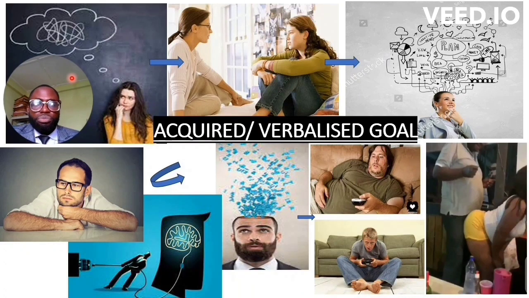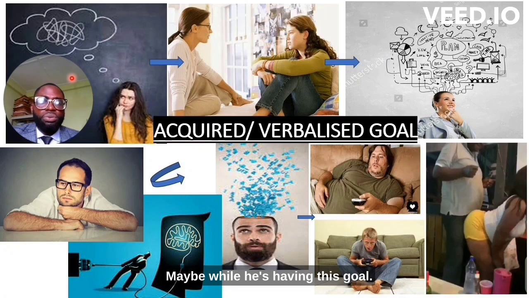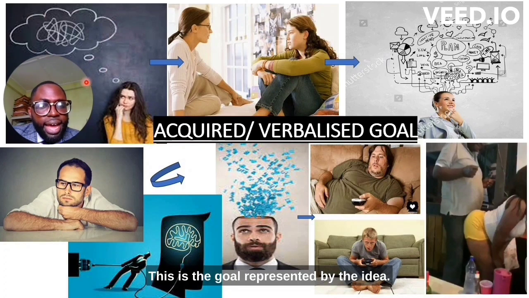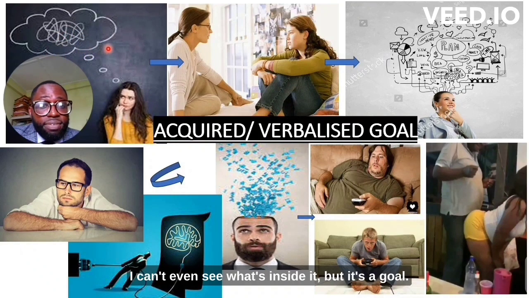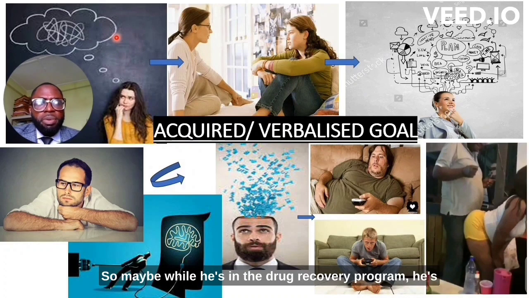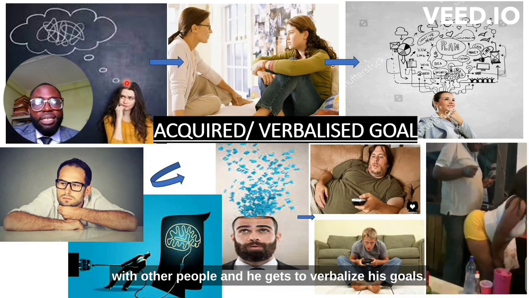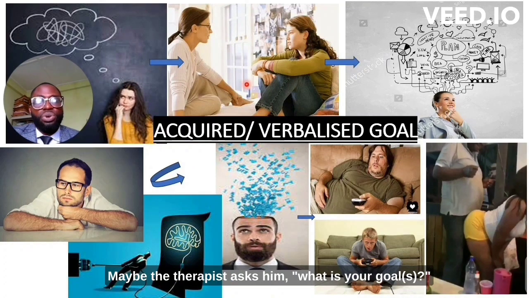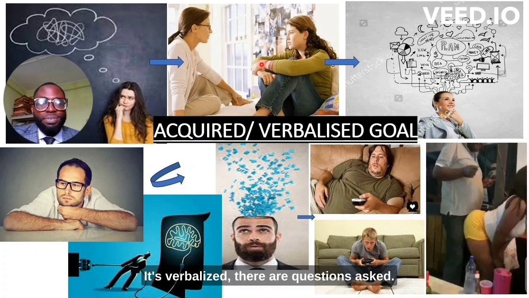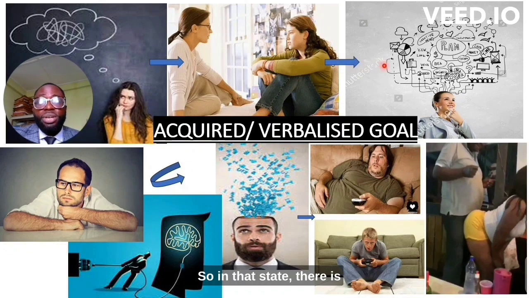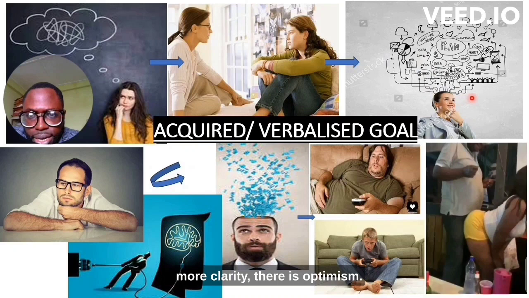Maybe while he's having this goal, this is the goal represented by the idea, there are some things inside this, but it's not very clear. I can't even see what's inside it, but it's a goal. So maybe while he's in the drug recovery program, he's with other people and he gets to verbalize his goals. Maybe the therapist asks him, what are your goals? He now verbalizes it. Other people verbalize theirs, so there's some excitement, it's verbalized, there are questions asked. So in that state, there is more clarity, there is optimism.